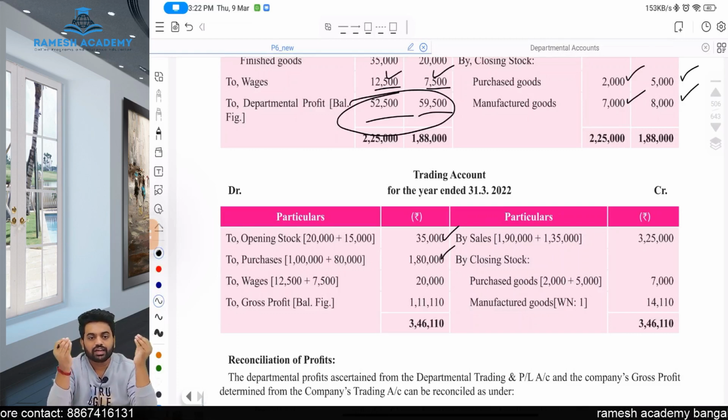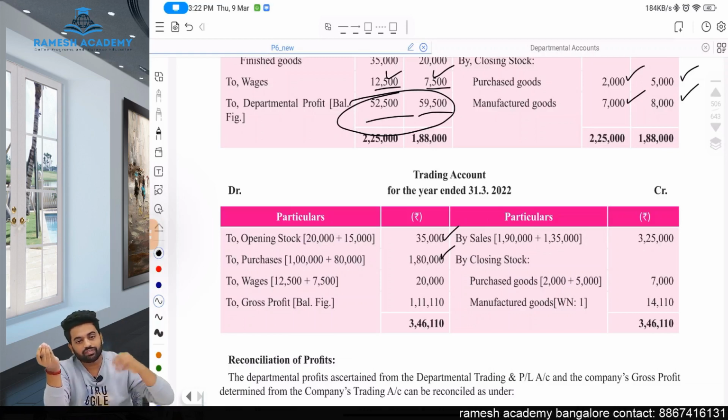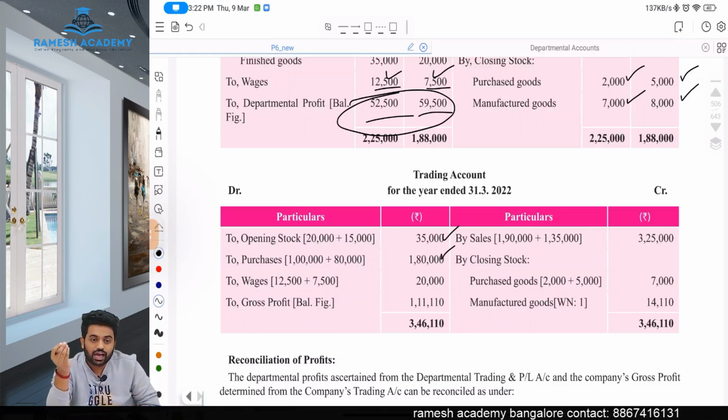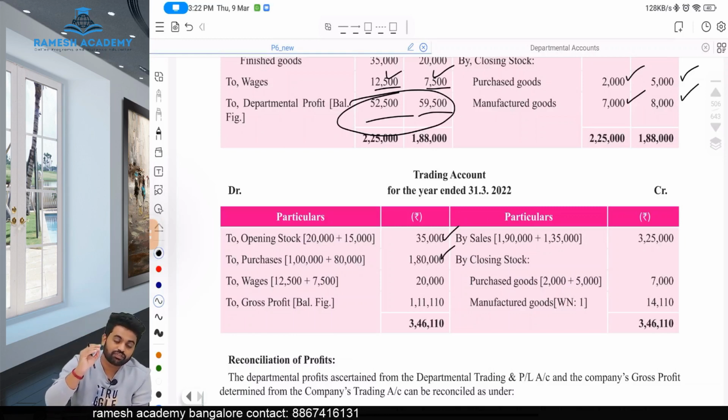I repeat, at the end of the day, for organizations, closing stock should be valued at cost or NRV, whichever is lower. Now, as we are preparing the organization trading account, we should eliminate any profit portion which is not yet realized in the closing stock valuation itself. Closing stock, you should write at cost.